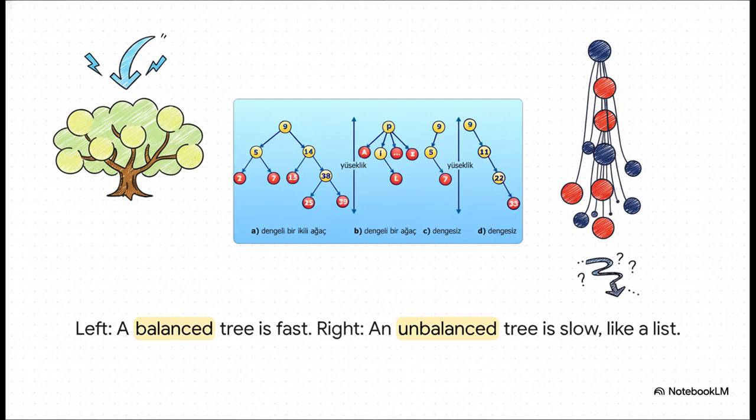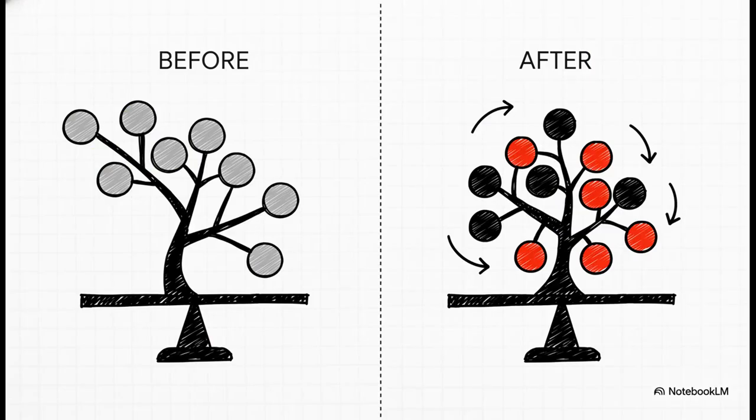Yikes. If you add data in an already sorted order, like 1, then 2, then 3, 4, 5, the tree turns into this long, spindly chain. It's not really a tree anymore. It's basically just a list. And searching a list puts us right back at that slow, O of n, check every single item slog. All that beautiful efficiency is just gone. So, keeping that balance is absolutely crucial.